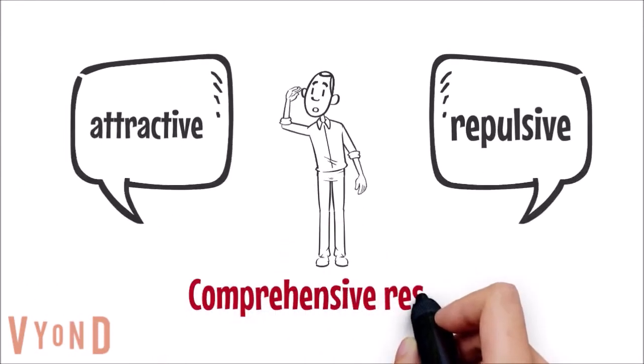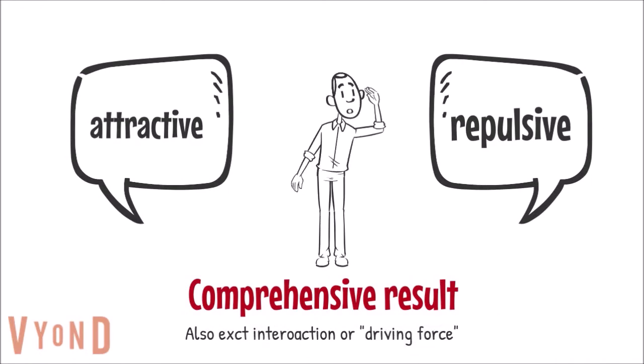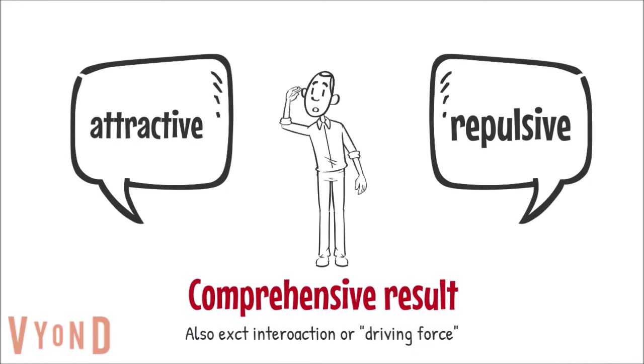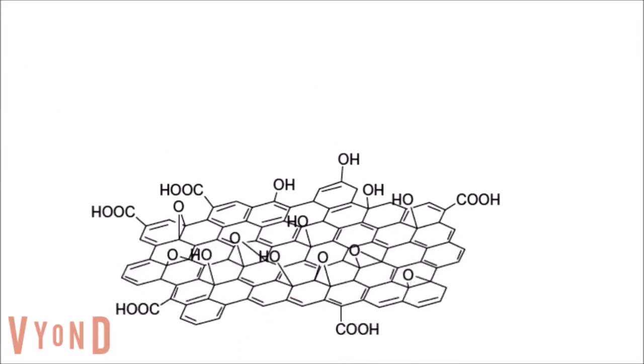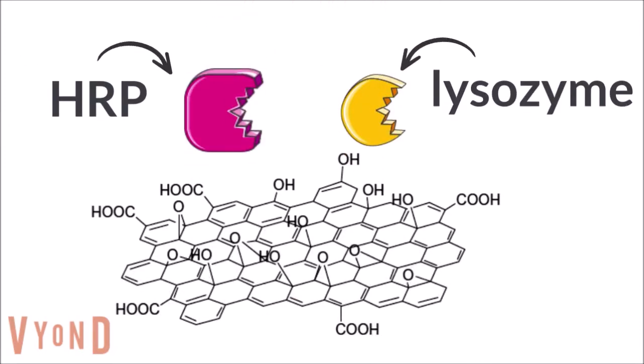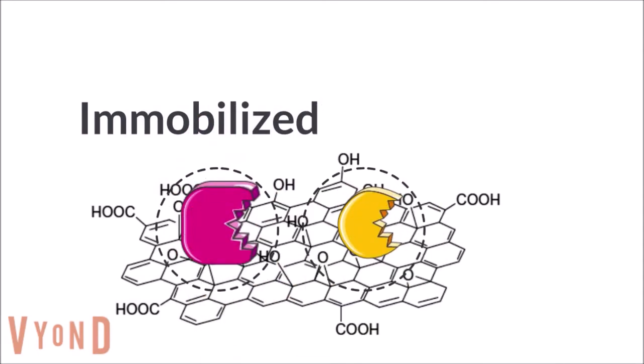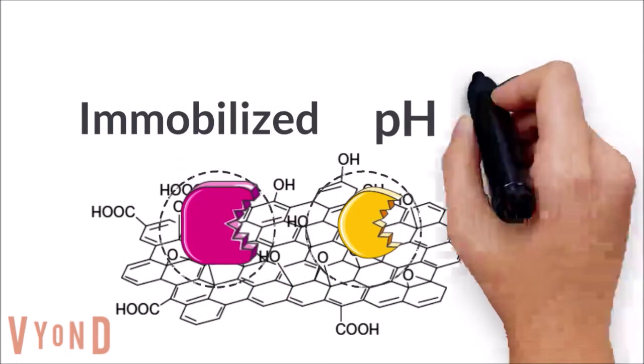The interaction between enzyme and GO should be a comprehensive result of several attractive and repulsive interactions and the exact driving force. For example, HRP and lysozyme are only immobilized through electrostatic interaction if the pH level is below the isoelectric point.